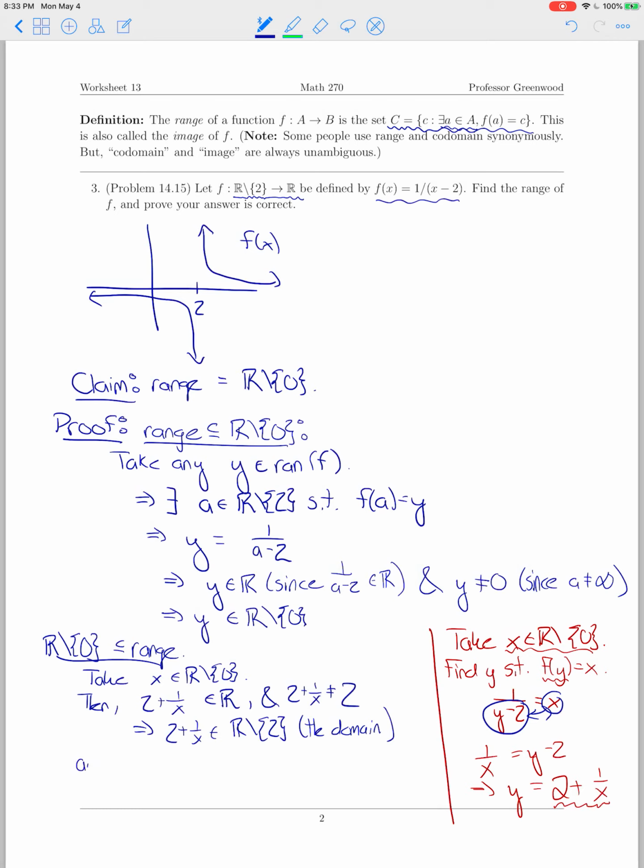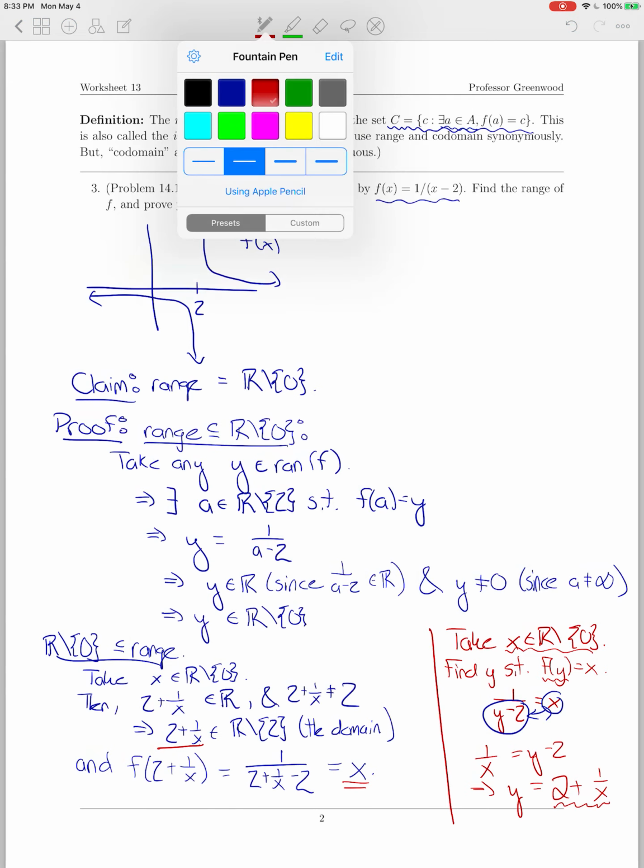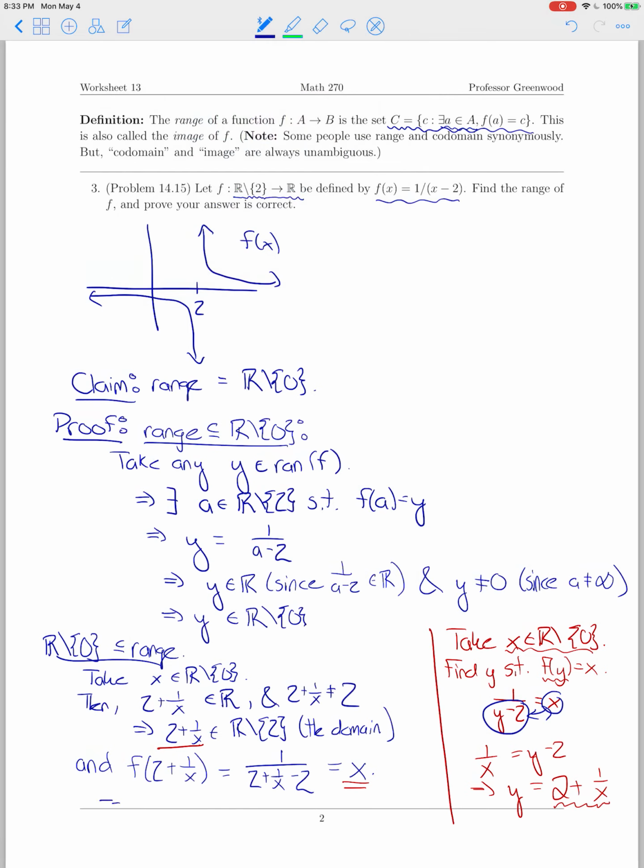Then also, we know that f of 2 plus 1 over x is equal to, by definition, 1 over 2 plus 1 over x minus 2, which simplifies to x. In this way, we found an input, 2 plus 1 over x, inside the domain, where f of that was our desired output. That proves that R minus 0 is a subset of the range.